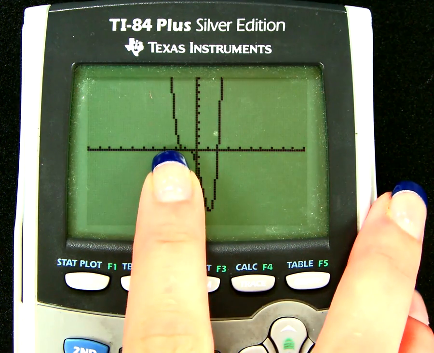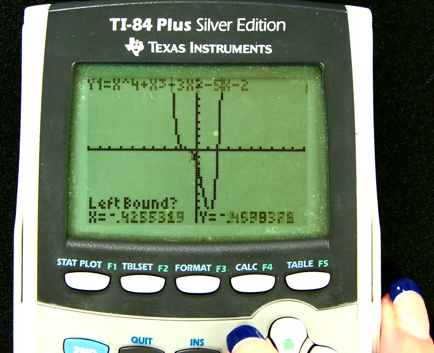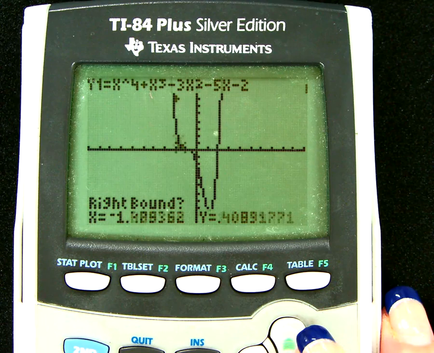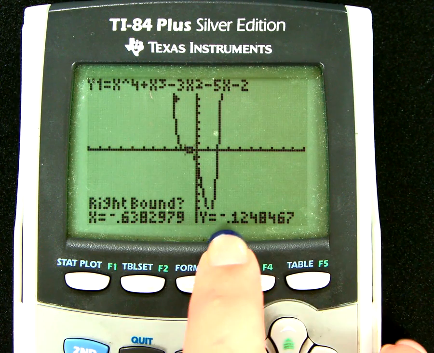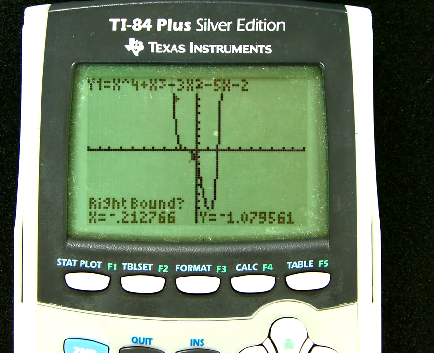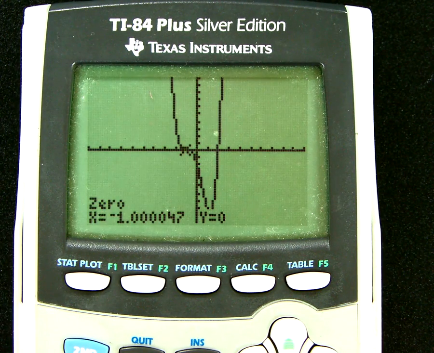So I'm going to start with the 0 right here. So second trace, select 0, and then we need to be on the left side of it. So enter to the right side. So again, make sure that your y value is negative before you press enter. So enter, and then enter when it says guess. So our first 0 is going to be negative 1 if we're rounding to the nearest 10th spot.